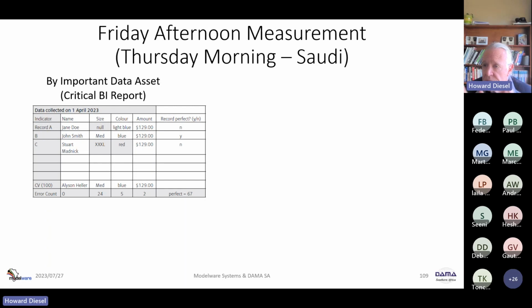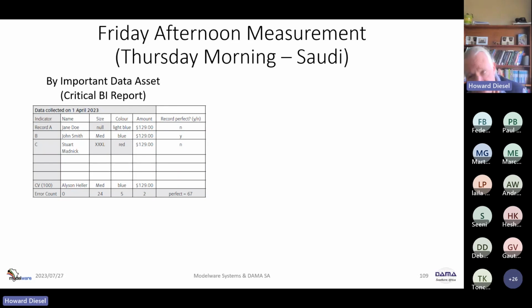This was to do with the color of clothes that they were buying. Now, what they would do is go through the 100 and ask, are there any challenges with the critical data element? So is the record perfect, yes or no? And then you go through and count the errors for size, the errors for color, for amount. I'm quite amazed that they had no errors on name. That's typically the one that dies very quickly. So out of 100, they got a perfect score of 67.